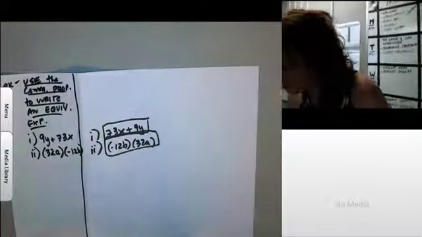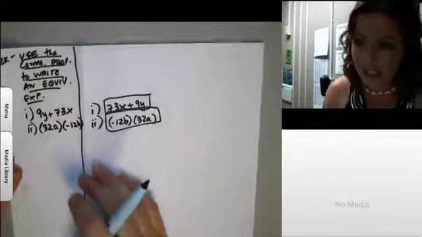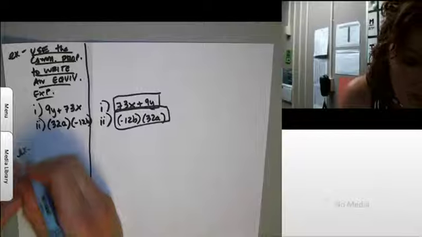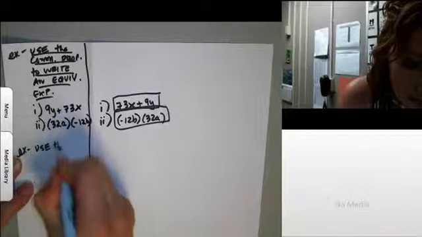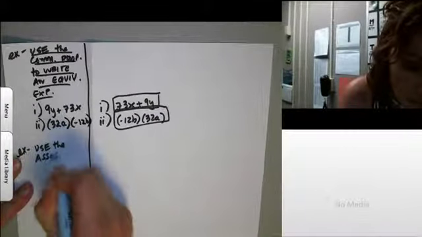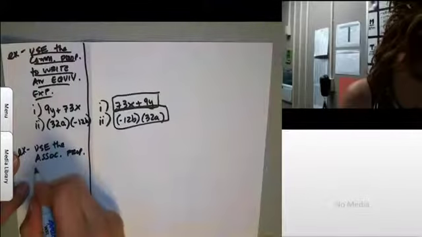Okay, so let's keep going here. All right, so let's now move on to the next property. So the next one is the associative property. Use the associative property to write an equivalent expression.